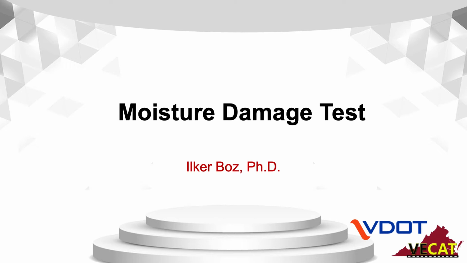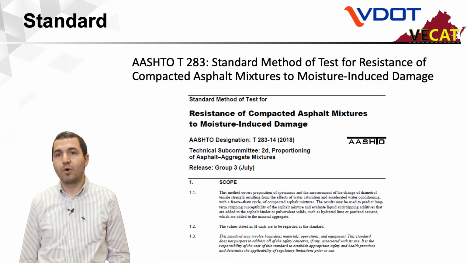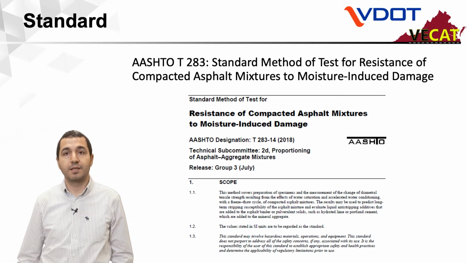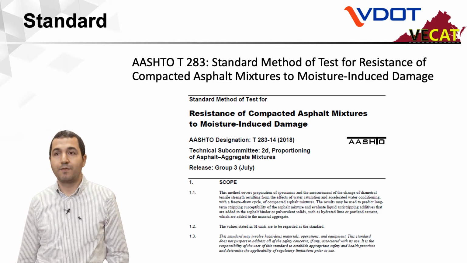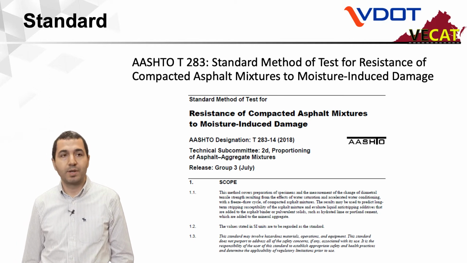Today I'm going to cover a presentation on a test method that is used to evaluate resistance of asphalt mixture against moisture-induced damage, also known as a TSR test. VDOT Spec 211 requires moisture damage test or TSR test to be performed in accordance with AASHTO T283, a standard method of test for resistance of compacted asphalt mixture to moisture-induced damage.